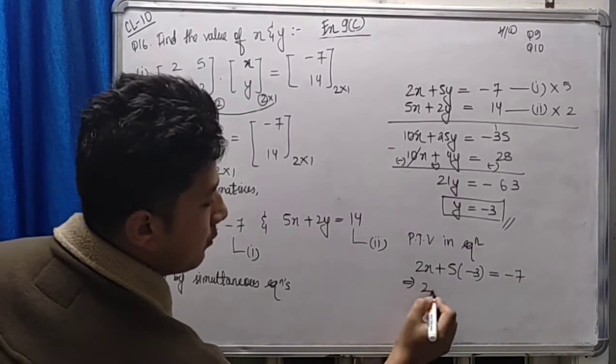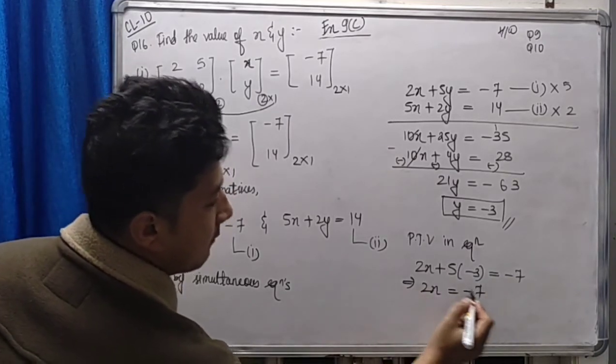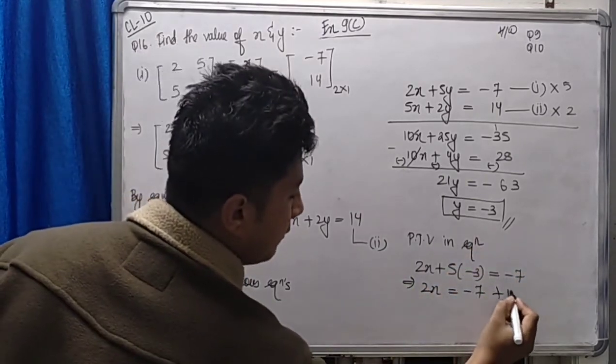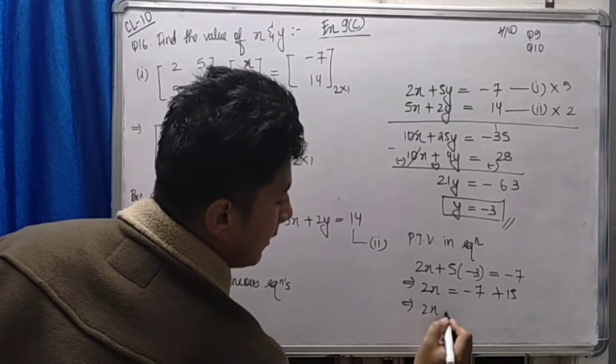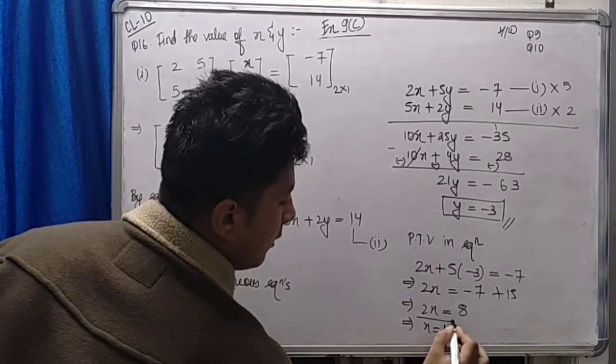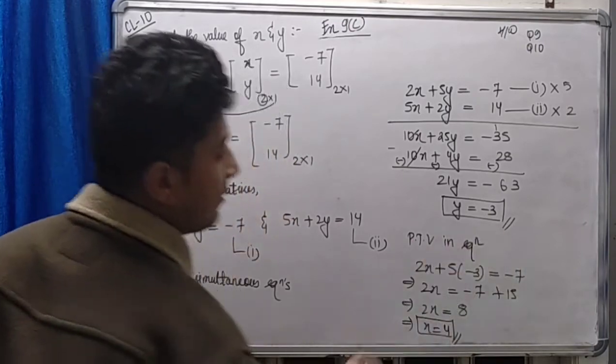So hence 2x is equal to minus 7, this will be minus 15. It becomes plus 15. So therefore 2x is equal to 8. So x is equal to 4. So hence these are the values of x and y.